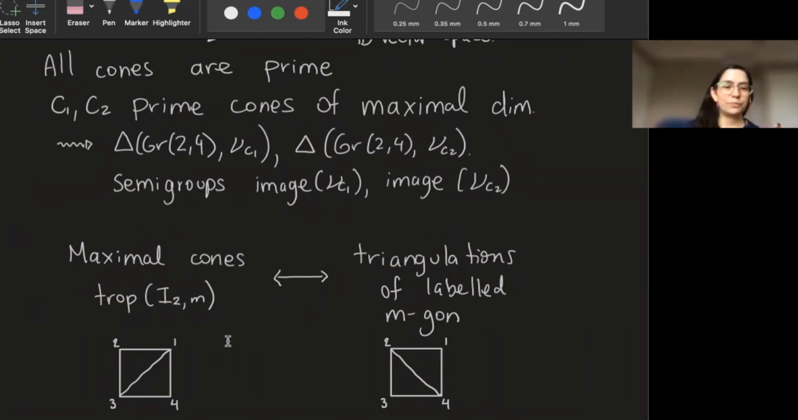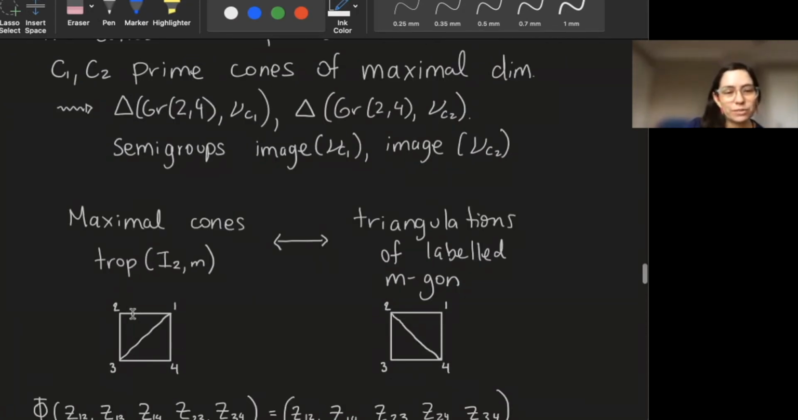So this corresponds to one of the maximal cones. You take a square for Gr(2,4), you triangulate it and you label the vertices. That will give you one maximal cone. And this will give you another maximal cone, which again, you take a square and you triangulate it and you label the vertices. So if you take any M-gon and triangulate it and then label the vertices however you want, that will correspond to a maximal cone, and all maximal cones can be described in that way.